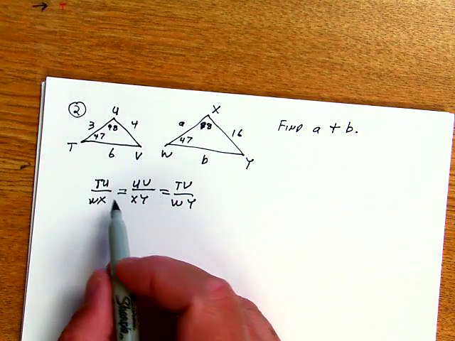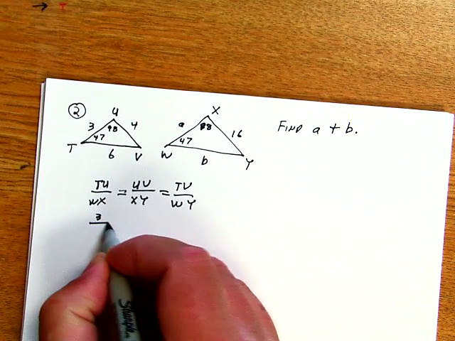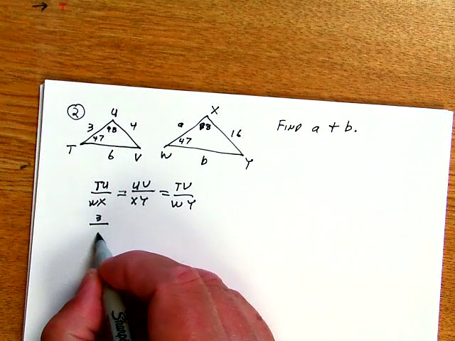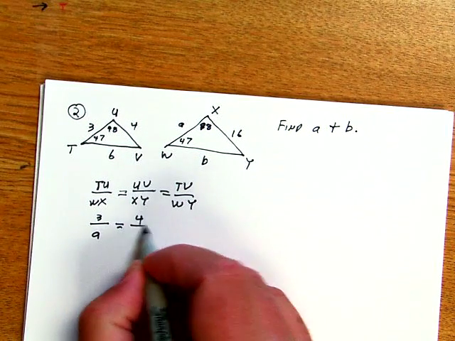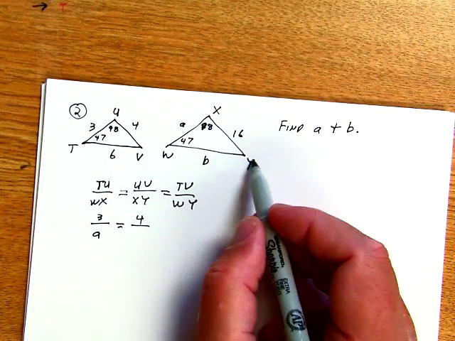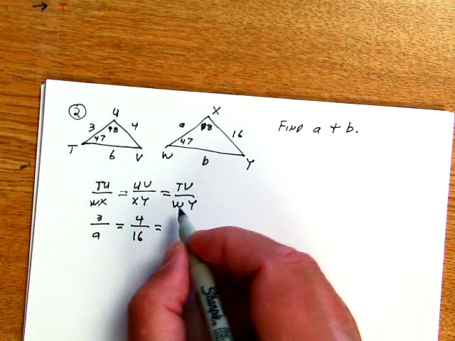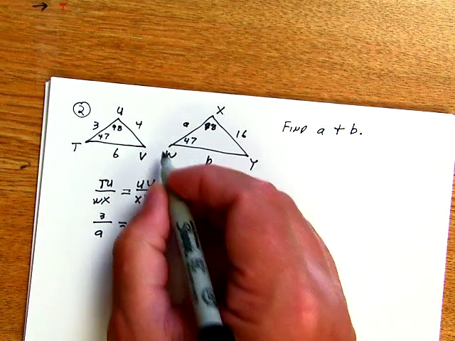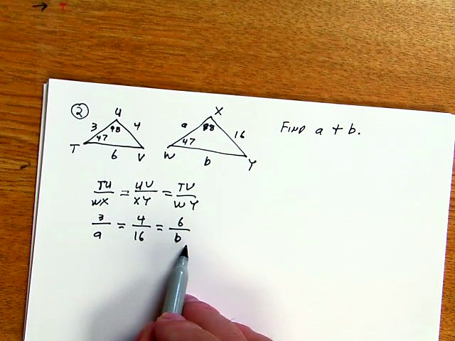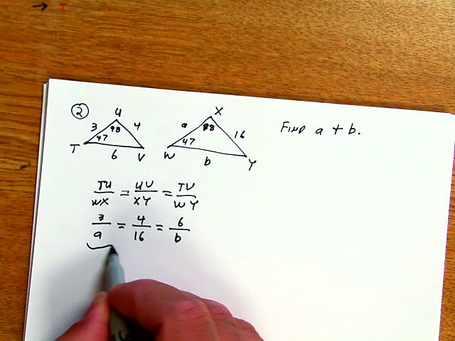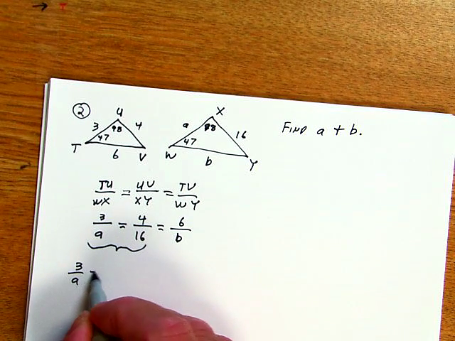And let's now substitute in the actual values. TU is 3 over A. UV is 4. And XY is 16. TV is 6 over WY, which is B. So we're looking for A and B. So we can set this up as two separate problems. The first problem, we'll set up a proportion.